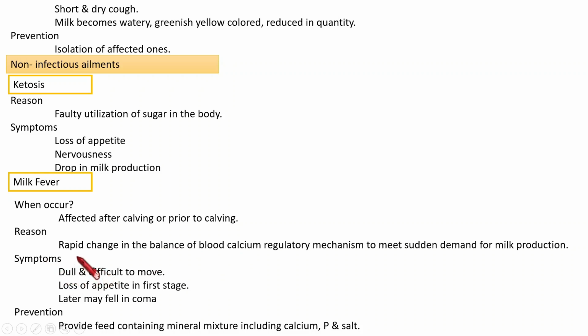Symptoms: when a cow is affected by milk fever, it becomes dull. It finds it difficult to move, and has loss of appetite in the first stage. As the disease proceeds without any treatment or care, the cow may fall into a coma. What is the prevention? We need to provide feed containing a mineral mixture, including calcium, phosphate, and salt. We need to provide that supplement.